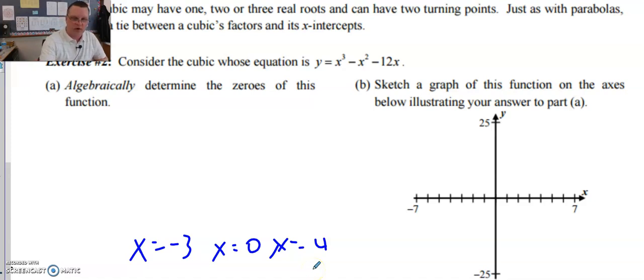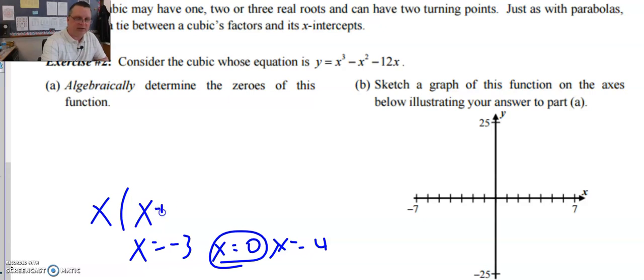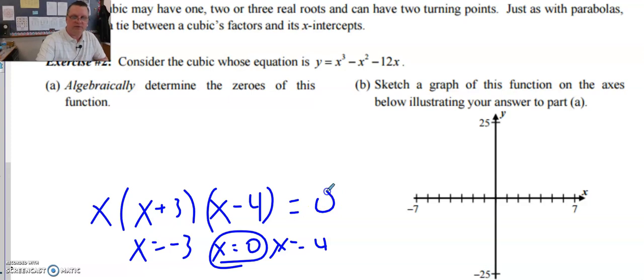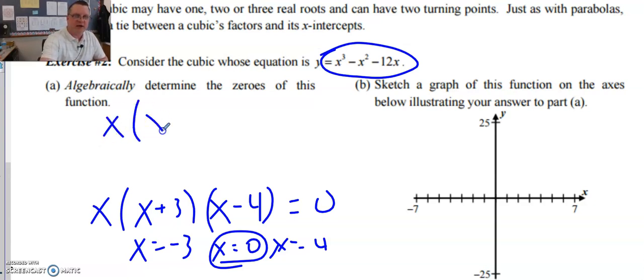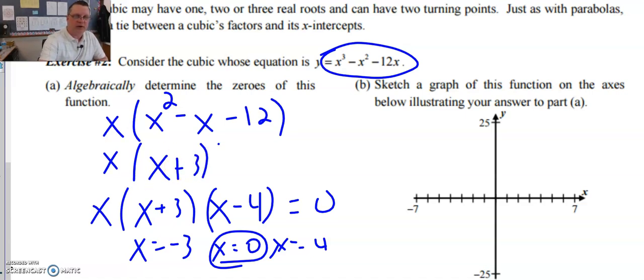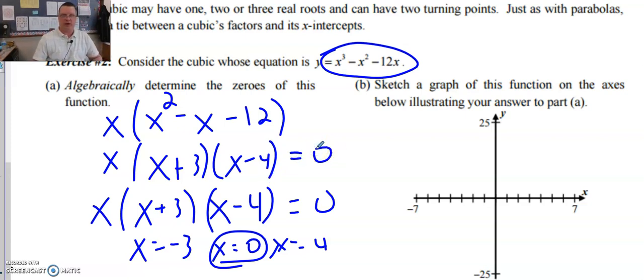We've worked on this before: x equals 0 is just x, x equals -3 is x plus 3, and x equals 4 is x minus 4 equals 0. Now if you took the original equation here, you can see a GCF. So I take out an x, I have x squared minus x minus 12. Here's my x, and then the factors of 12 that give me -1 are x plus 3, x minus 4 equals 0. So there you have it.